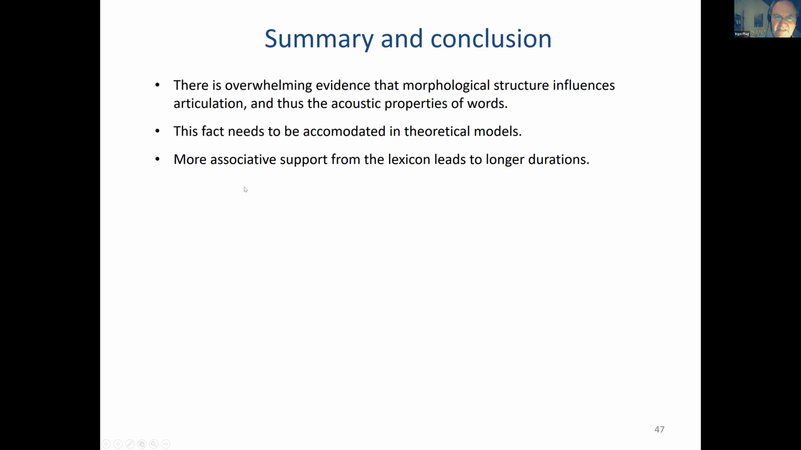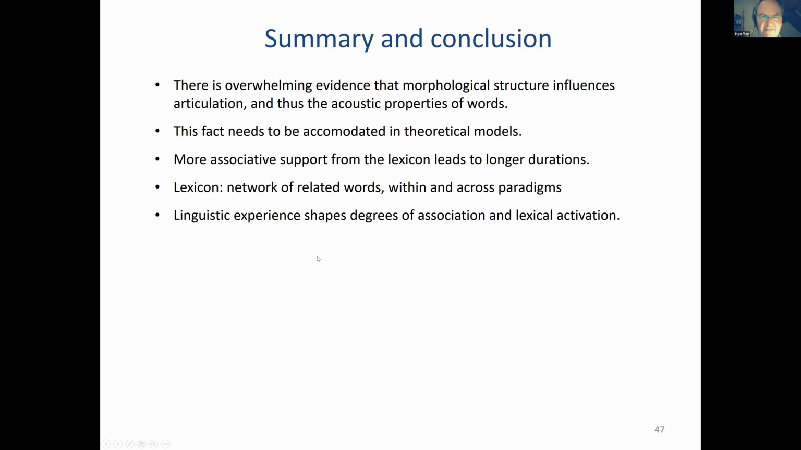In general, we see that more associative support from the lexicon leads to longer durations. And in this idea of the lexicon, it's a network of related words within and across paradigms. Obviously, this makes life complicated, more complicated than the traditional structural linguist would have, but that's the way it is. And we also saw that linguistic experience shapes degrees of association and lexical activation, where linguistic experience is modeled in linear discriminative learning.